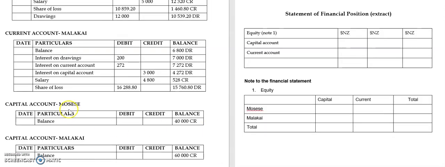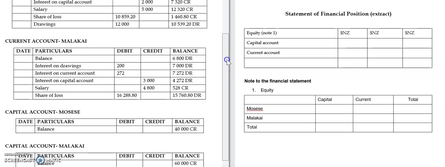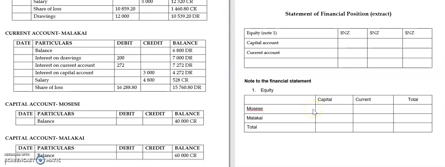Of course, we also have to prepare a capital account. This information we get from the question. Their opening balances for Moses it was 40,000 and for Malakai it was 60,000. Now using the current account and capital account, we are going to prepare the financial position, the extract. For Moses and Malakai, you record their capital amount. For Moses it's 40,000, for Malakai it's 60,000, and current account balances, both of them have a negative, so you have to write in bracket.